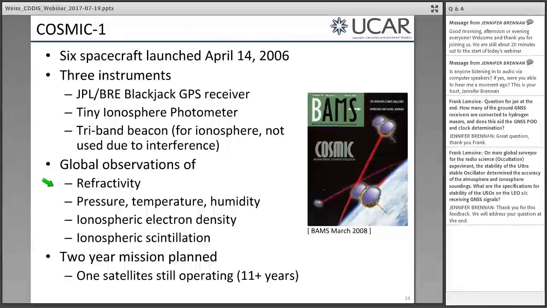So I think we talked about the different products and observations that are available from the measurements that are taken on board the spacecraft. As I mentioned, this was a demonstration mission. It was really meant for a 2-year lifetime originally, and luckily it's lasted much longer than that. And we're now down to 1 satellite still operating regularly, but that's been more than 11 years. So they're doing very well, these satellites.